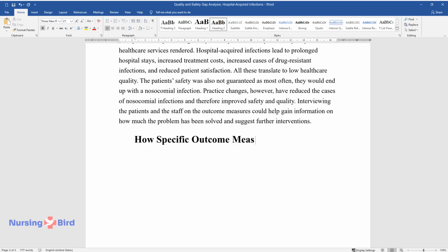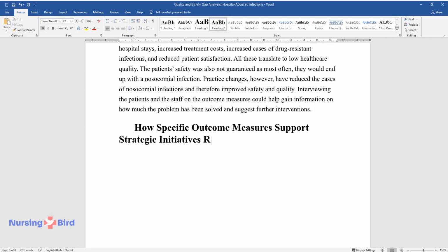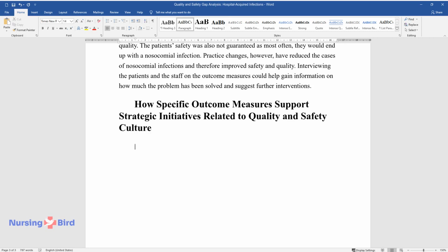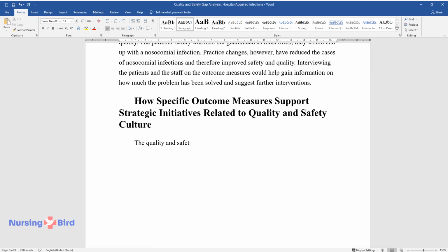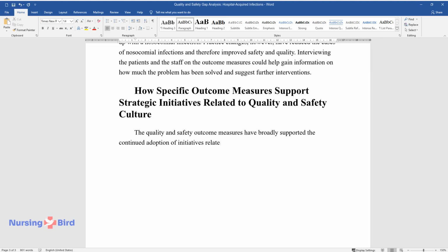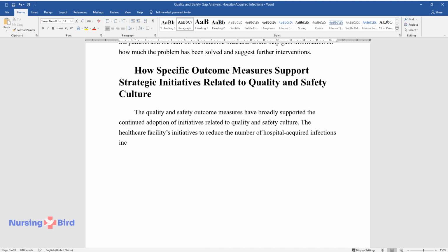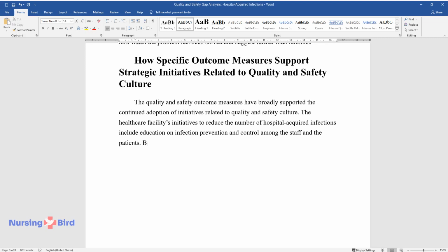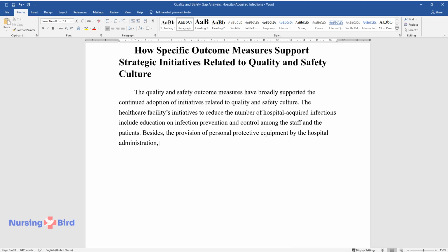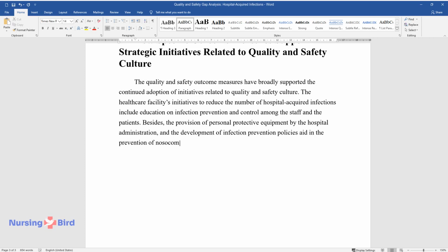How specific outcome measures support strategic initiatives related to quality and safety culture. The quality and safety outcome measures have broadly supported the continued adoption of initiatives related to quality and safety culture. The healthcare facilities' initiatives to reduce the number of hospital-acquired infections include education on infection prevention and control among the staff and the patients. Besides, the provision of personal protective equipment by the hospital administration and the development of infection prevention policies aid in the prevention of nosocomial infections.